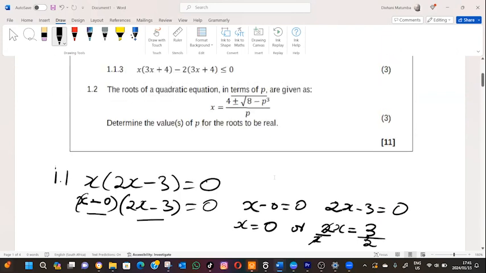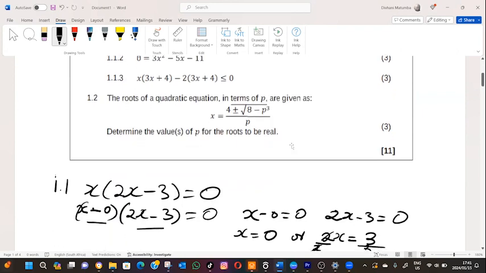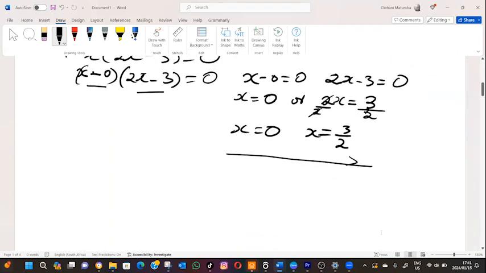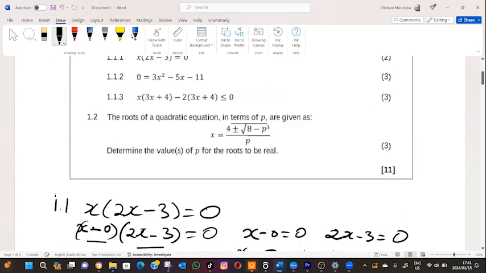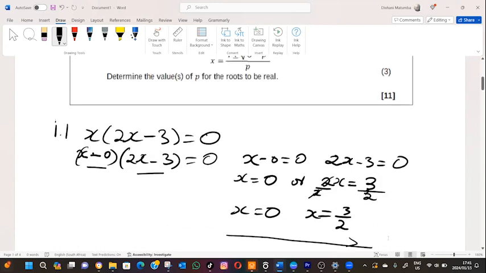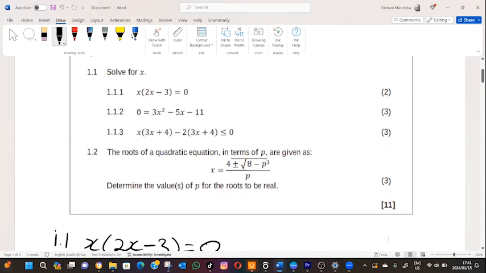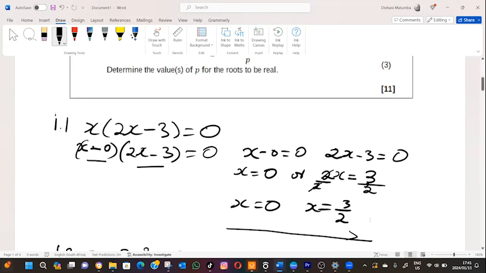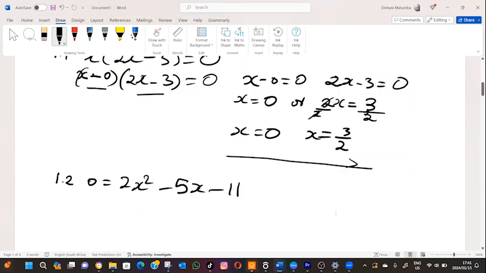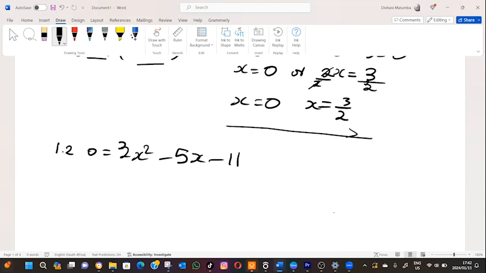The next question, let me write it down properly. 2x squared minus 5x minus 11. Let me see if I wrote it properly. I made a mistake. 3x squared.